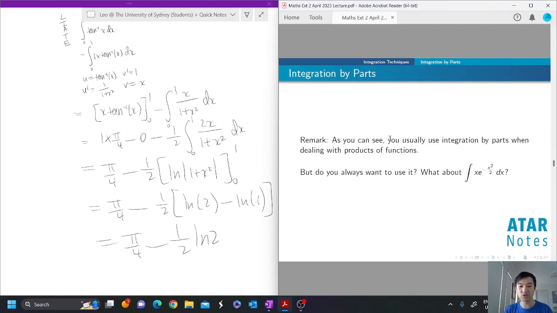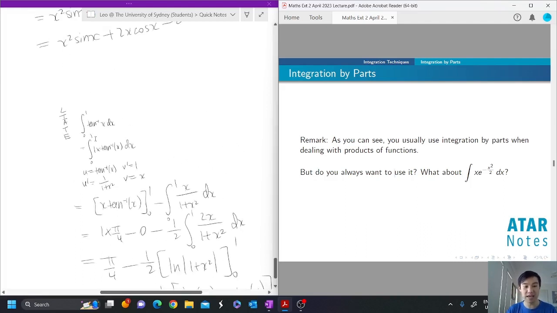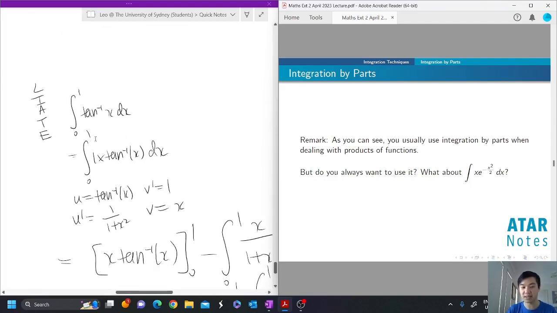As you can see, you usually use integration by parts when you're dealing with products of functions, but do you always want to use it? Remember, what the slide is trying to say is don't fall in the trap of always resorting to integration by parts as your default method. It's useful, yes, but you should try to use it as a last resort, because sometimes there are, as you saw from the earlier questions we did without using integration by parts, other ways of dealing with them. And sometimes you might miss an easier way because you always just resort to integration by parts.